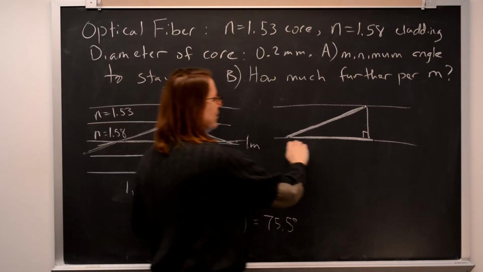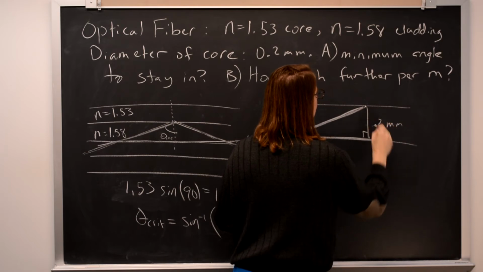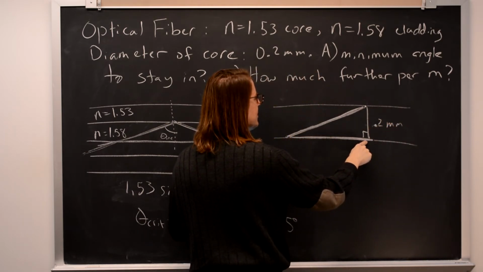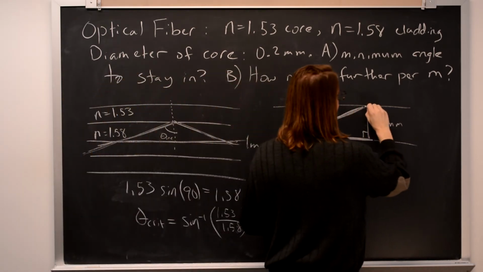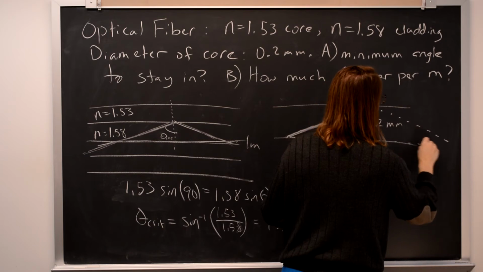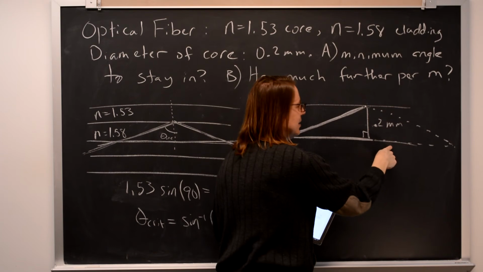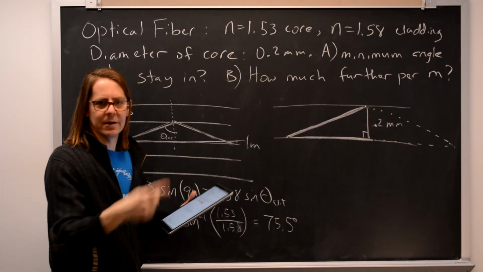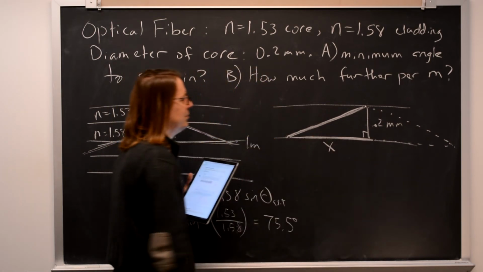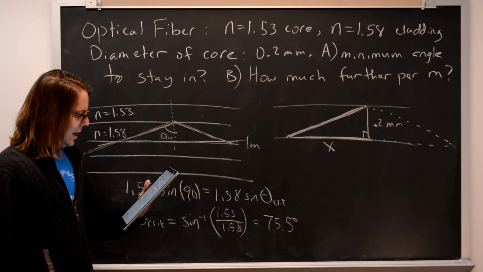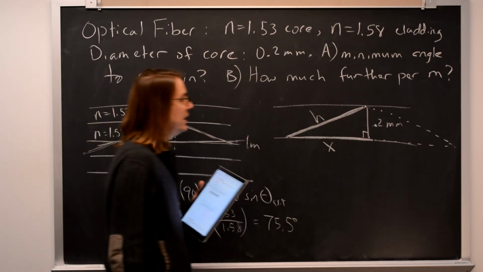Now, of course, this isn't really going to be a meter. If we know that this is 0.2 millimeters, then this is much shorter than a meter, and we can't really compare them. But you've got to realize that when it bounces again, it's the exact same geometry. So if this is a lot less than a meter, well, that same number happens again and again. So you could solve it that way, or you could just say, I'm going to call this x. It bounces some distance x. Let's just say that. The straight ray goes x, and the bouncy ray goes h.